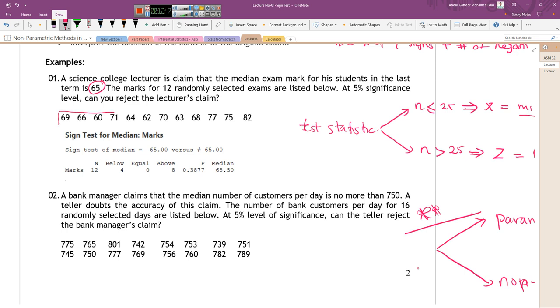We have been given a one sample, a single sample, right? And the lecturer's claim is that the median marks of his class is 65, right? So this is our claim, and this is actually our H naught.